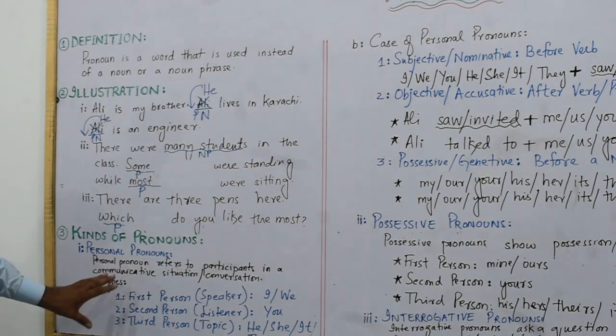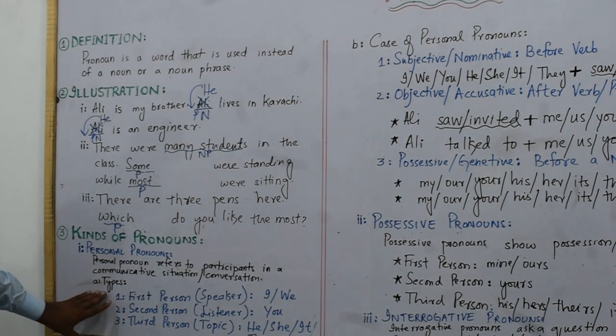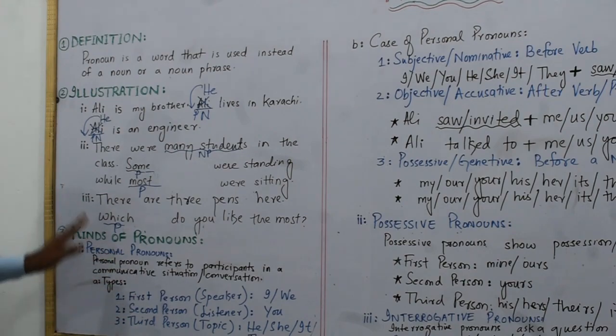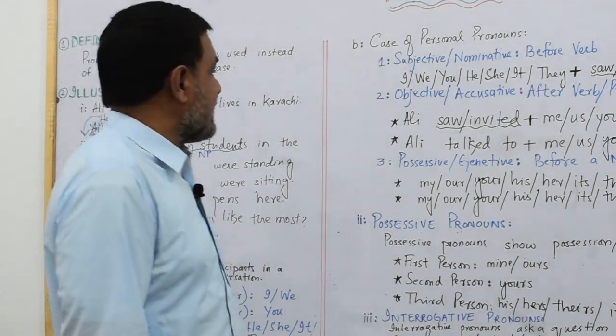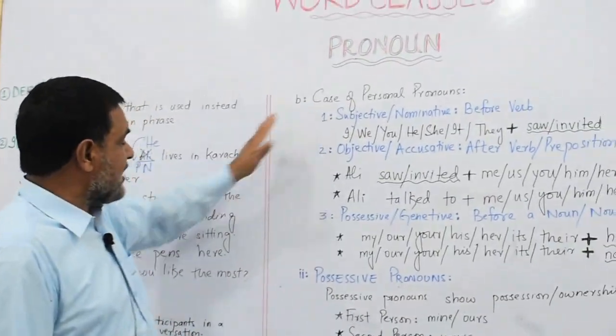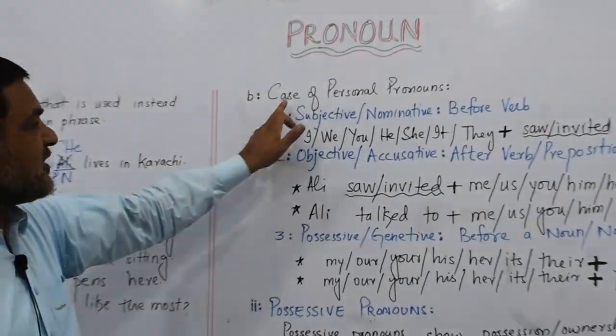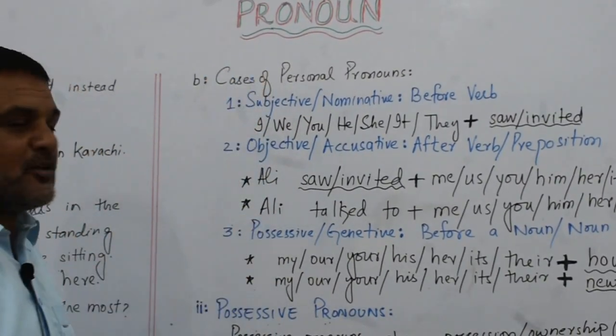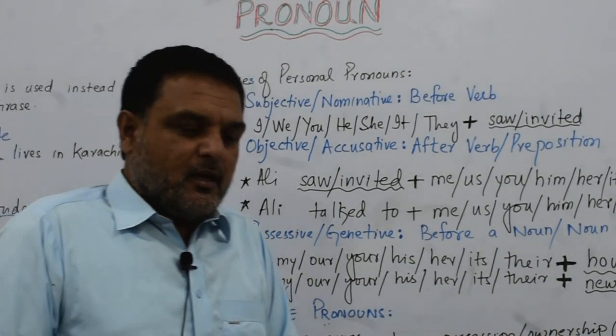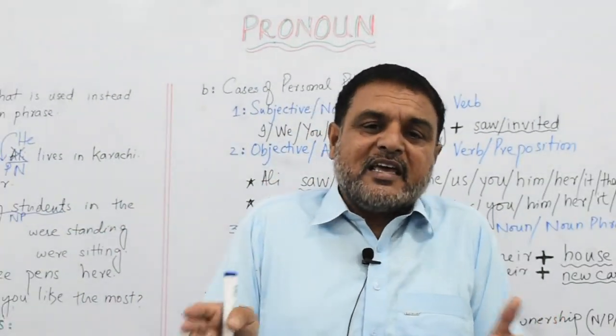This was a brief discussion of the different types of personal pronouns. First person pronouns, second person pronouns, and third person pronouns. In Urdu language too, we have these personal pronouns, remember. Now the second important thing related to the personal pronouns is case, or I say cases of personal pronouns. What does it mean? I mean, like verbs.